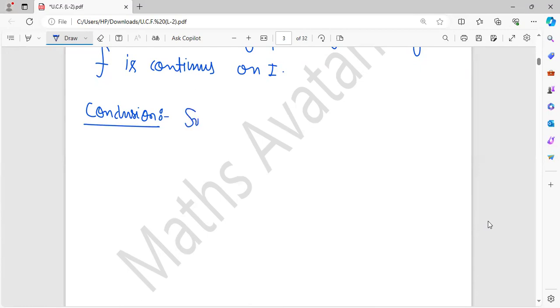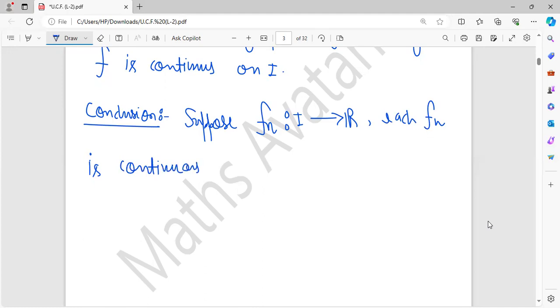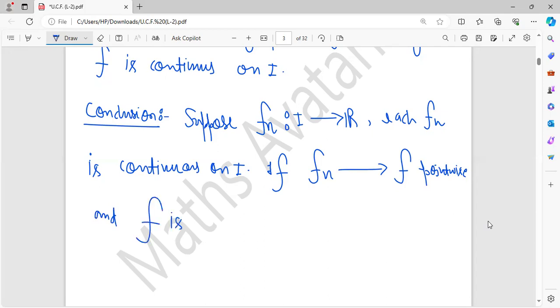How? Suppose fn is a sequence, each fn is continuous on I, if fn converges to f pointwise and f is not continuous, then what can you say? Whether fn can converge to f uniformly?